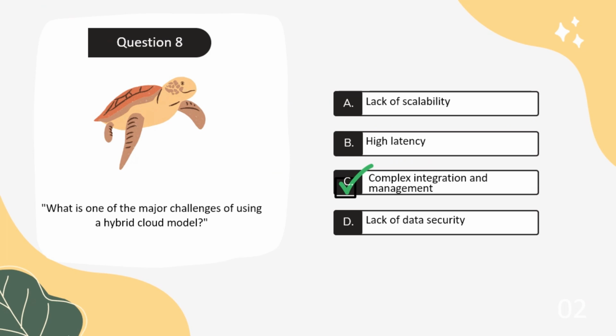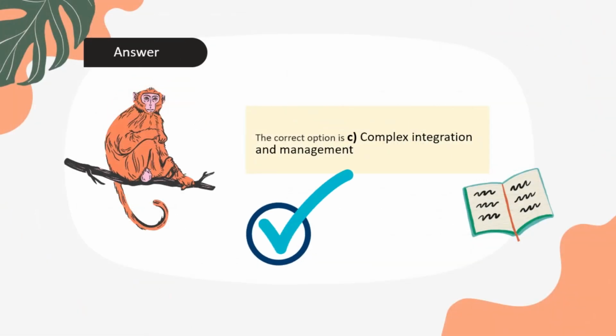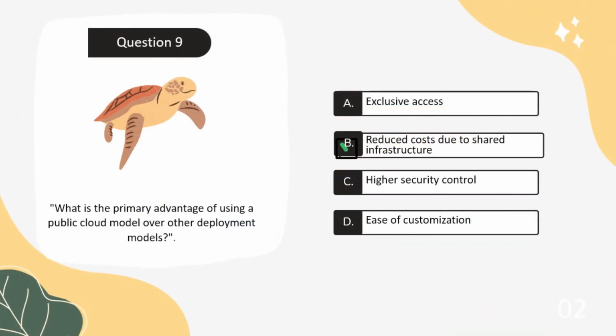Next question is, what is one of the major challenges of using a hybrid cloud model? Options are lack of scalability, high latency, complex integration and management, the lack of data security. The correct option is complex integration and management.